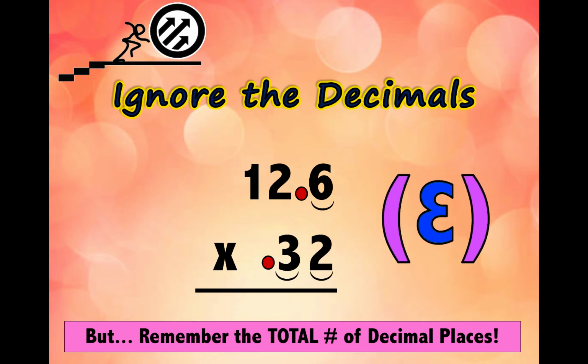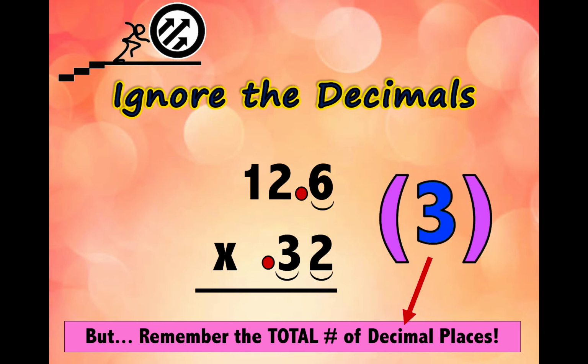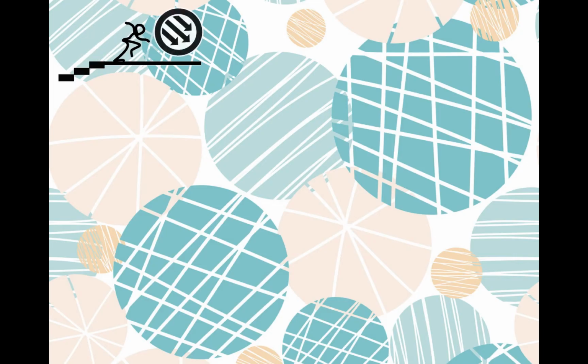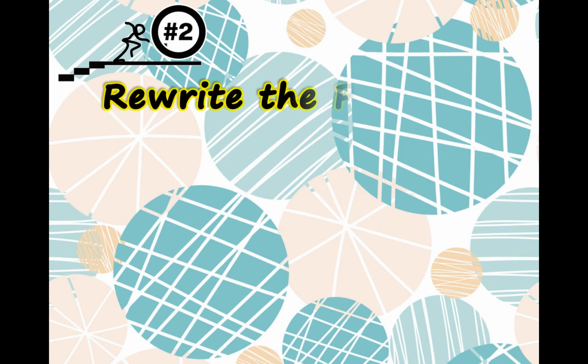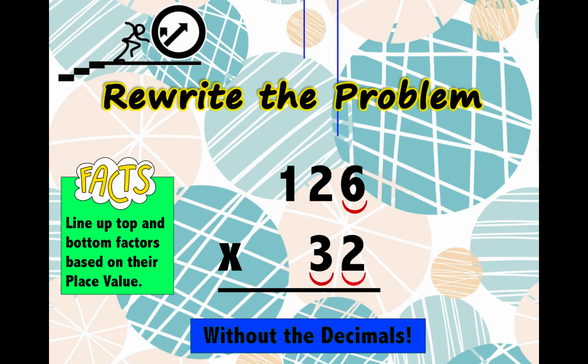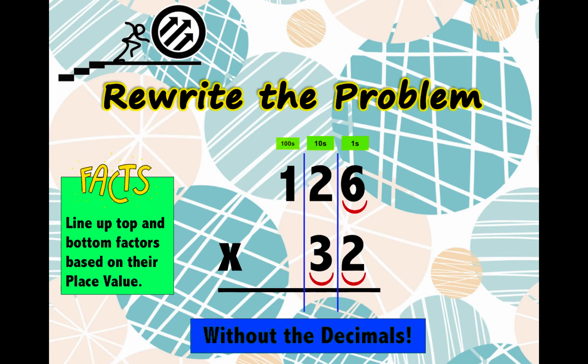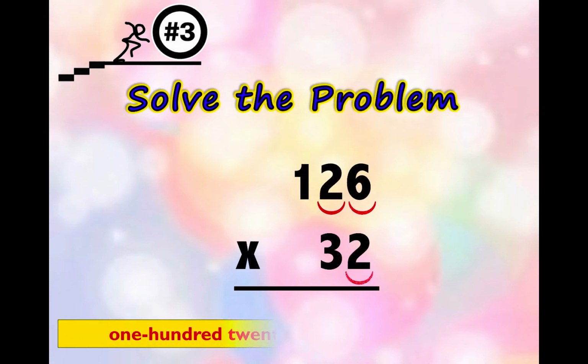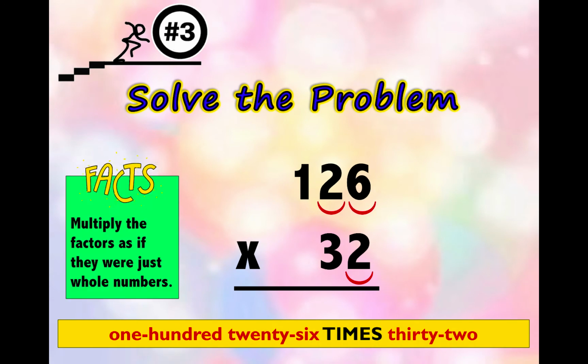Correct, 3 decimal places. Facts. Do not line up the decimals in decimal multiplication problems. Step number 2. Rewrite the problem without the decimals. Facts. Line up the top and bottom factors based on their place value. Step number 3. Solve the problem. 126 times 32. Facts. Multiply the factors as if they were just whole numbers.